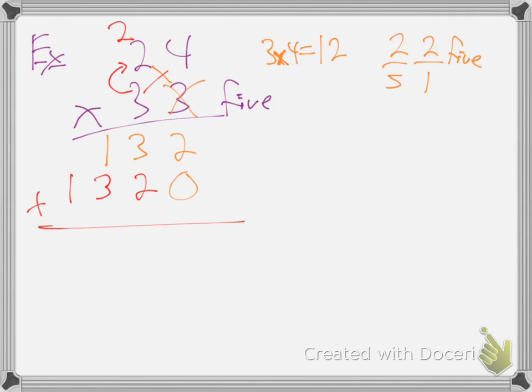Add them up now in the base 5 system. 2 and 0 is 2. 3 and 2 is 5, but I can't write 5. Instead, I carry away 5, bring down 0. And then 3, 1, and 1 is 5, but I can't write 5. So I carry away 1, bring down 0. And 1 and 1 is 2. 2002, base 5. It's getting easier.